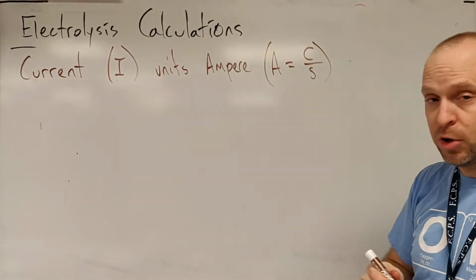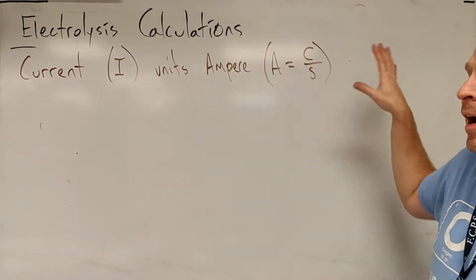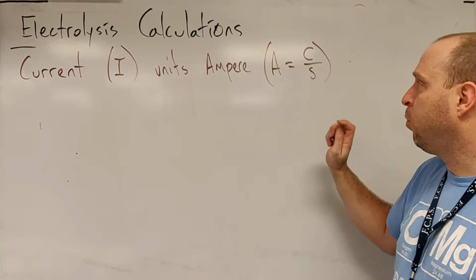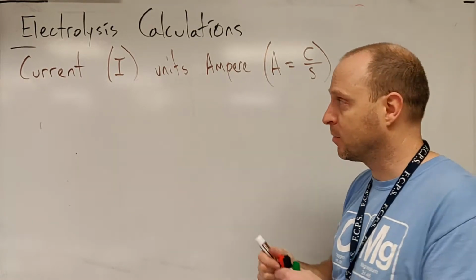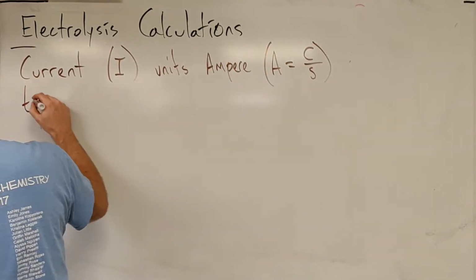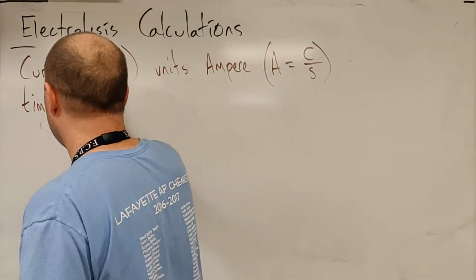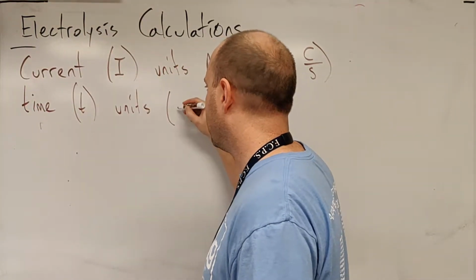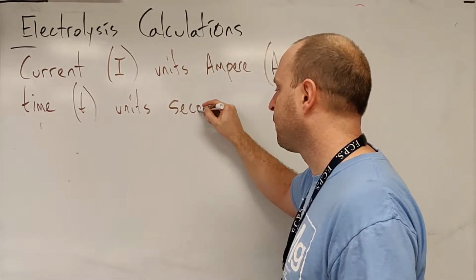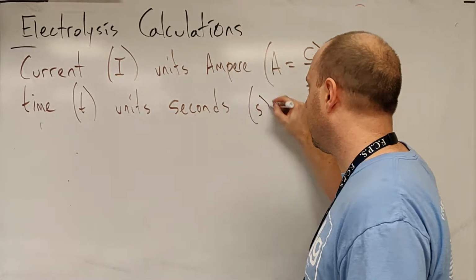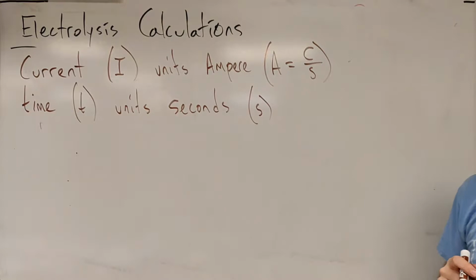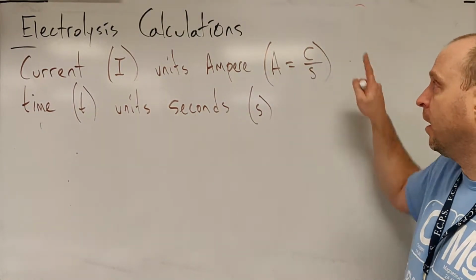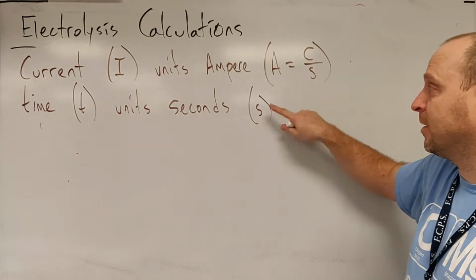So current's going to be a big deal, and you can kind of plan ahead here, like you are applying a current, and you're going to apply it over some amount of time. So time is going to be another big deal here. And obviously, lowercase t, and our units on that are going to be seconds, if we want to work with our amperes as a coulomb per second. So looking here, we've already got seconds and seconds.